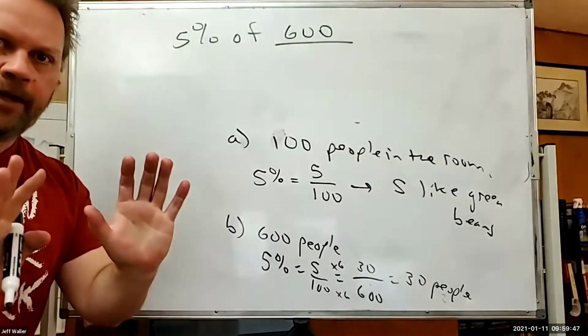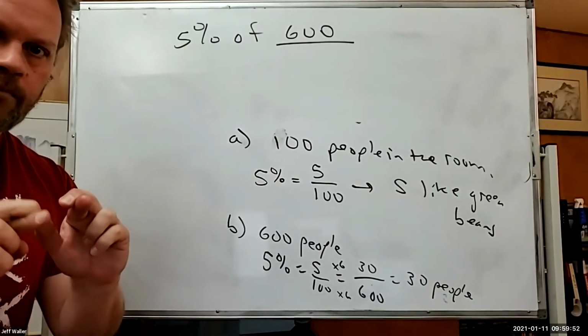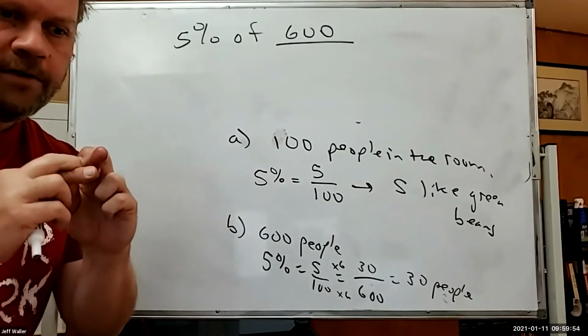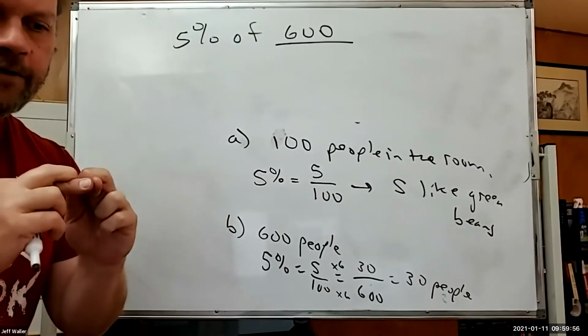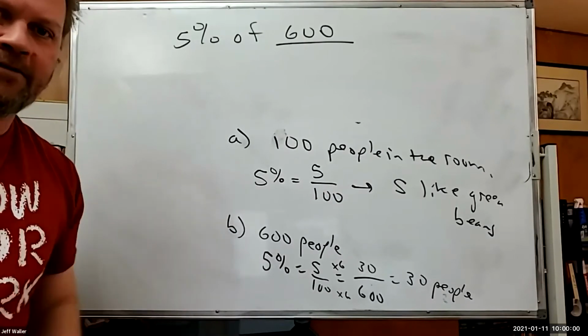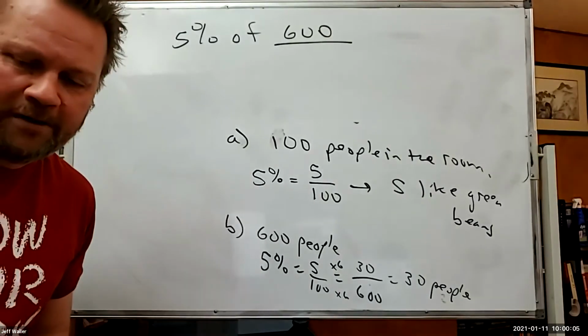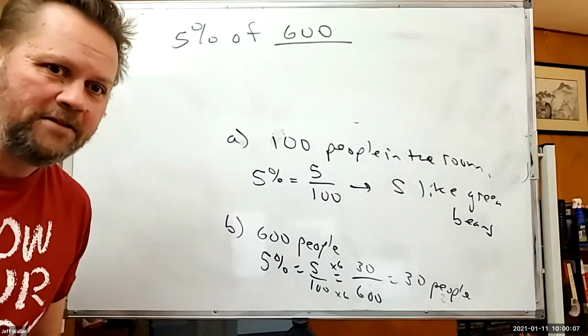All right, let me stop for a minute. So this is one of the first big things: what does "of" mean? Mathematically, what does "of" mean? Everybody used to know. Multiplication. Yes, it means multiplication.